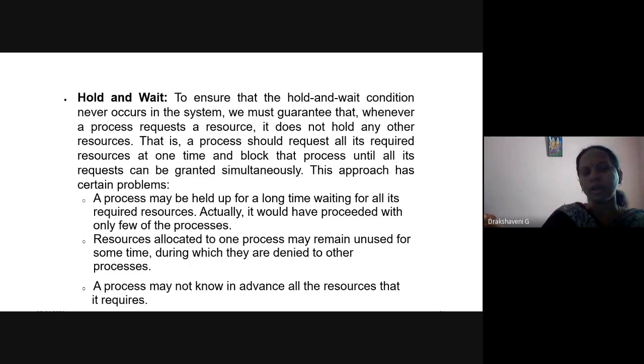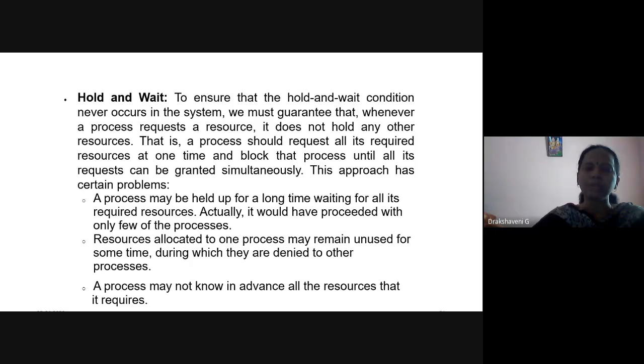One more condition we have is hold and wait. To ensure that the hold and wait condition never occurs in the system, we must guarantee that whenever a process requests a resource, it does not hold any other resource. That is, the process should request all its required resources at one time, and be blocked until all its resource requests can be granted simultaneously. What hold and wait says is, if you have one resource, you cannot request another one until you release this. That's what is called hold and wait.